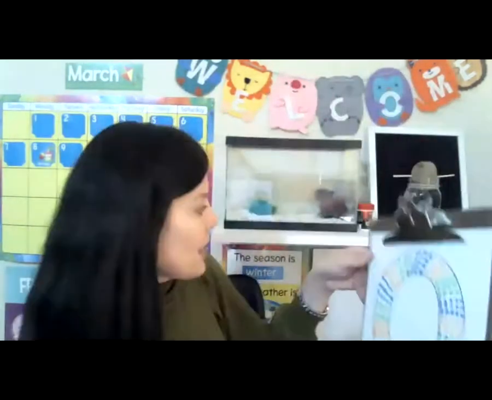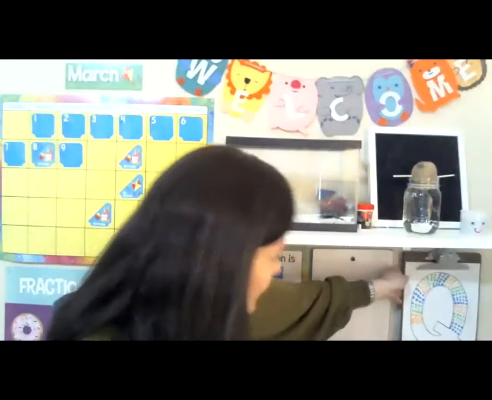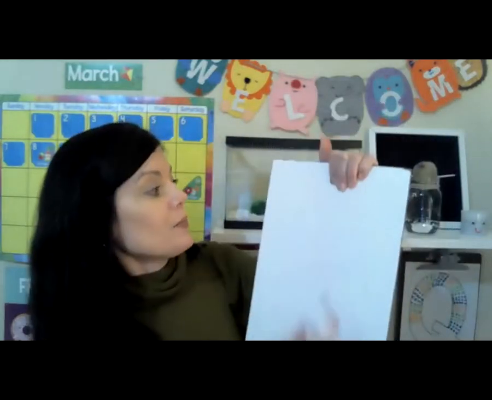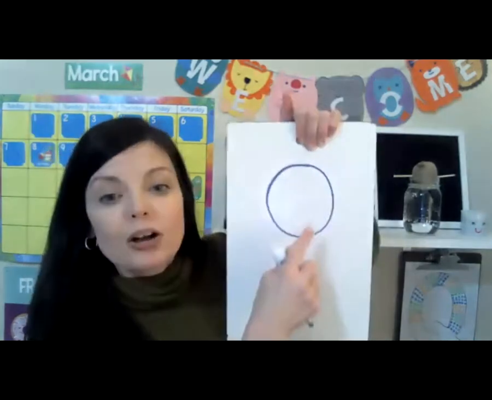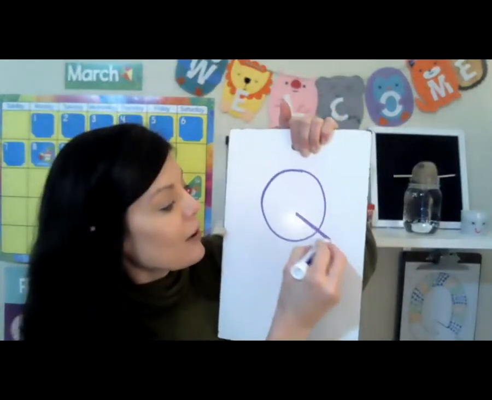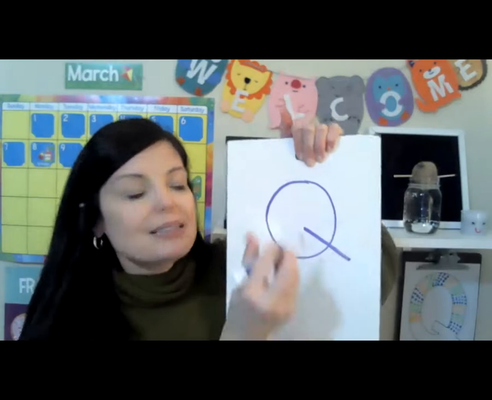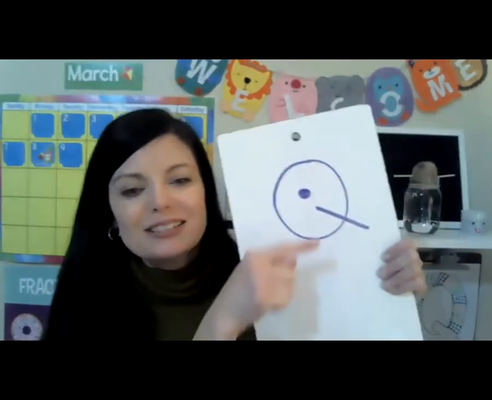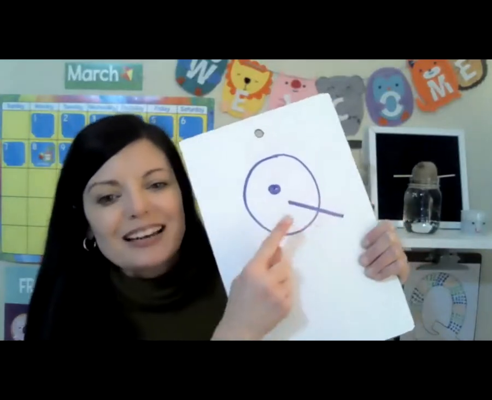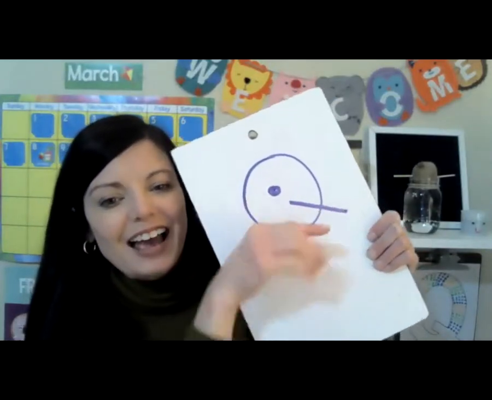And now that we know what it looks like, we're going to learn how to write the letter Q. So we're going to start with a letter O. So let's make a letter O. And then we're going to give it a little line right here at the bottom. To me, this kind of looks like a little duck's mouth. It's closed right now. Do you see? Here's the eye I added.